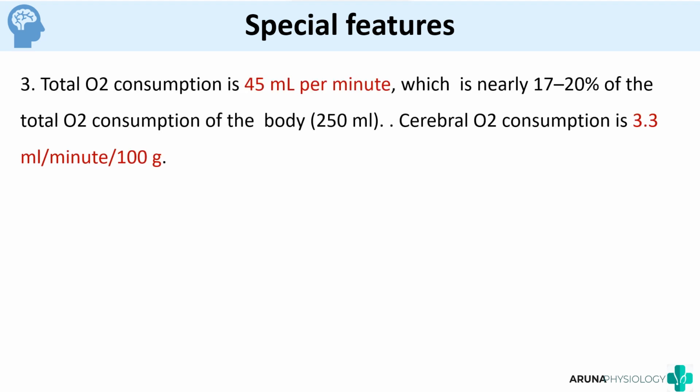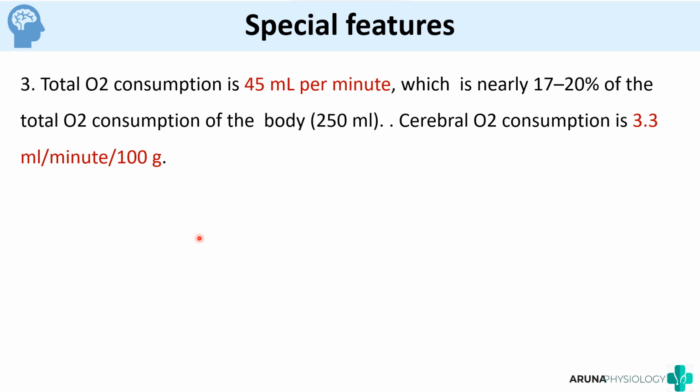It was about oxygen. The total oxygen consumption is around 45 ml per minute, which is nearly 20% of the total oxygen consumption of the body. And the cerebral oxygen consumption is around 3.3 ml per minute per 100 gram. Basically the difference is in the unit. So it is 45 ml per minute as a whole and 3.3 ml per minute per 100 gram.